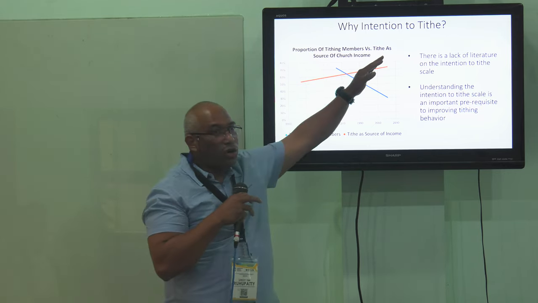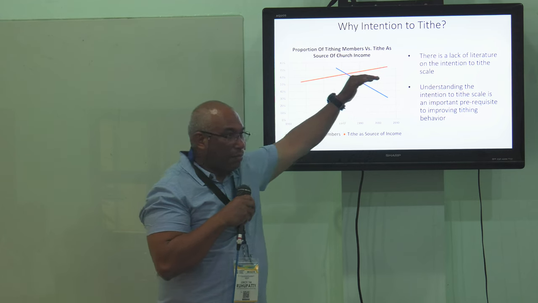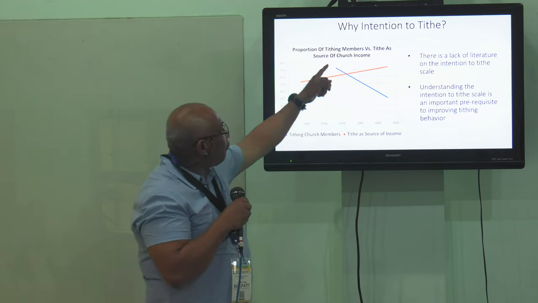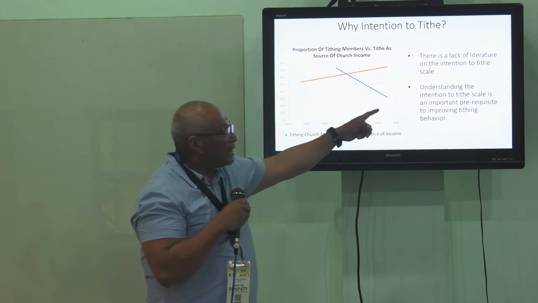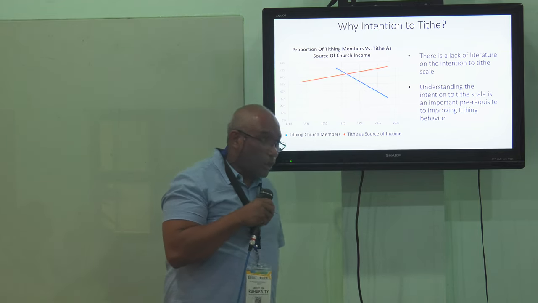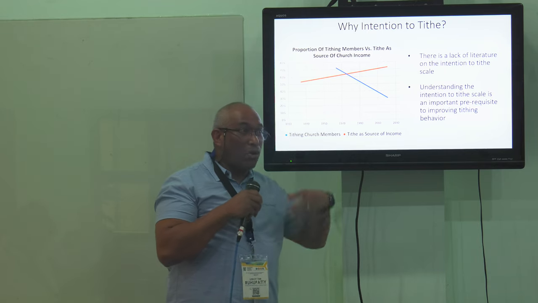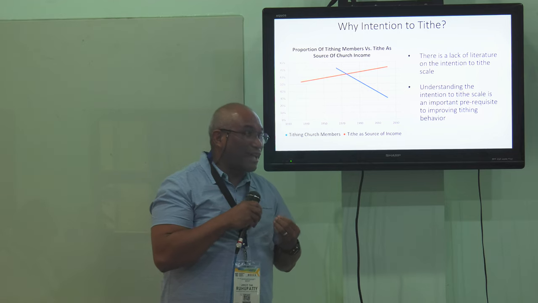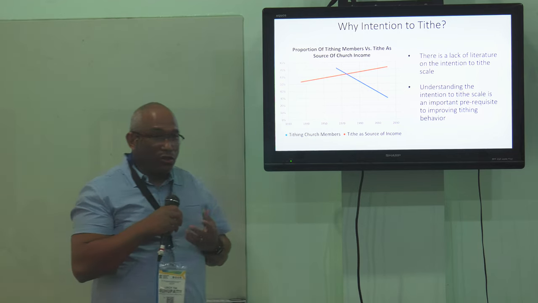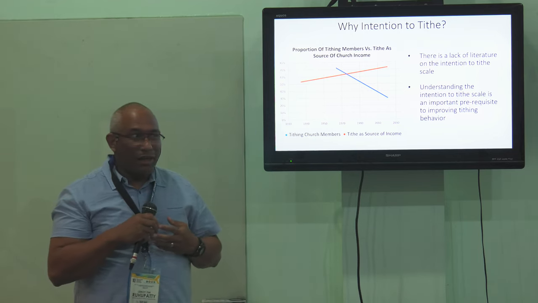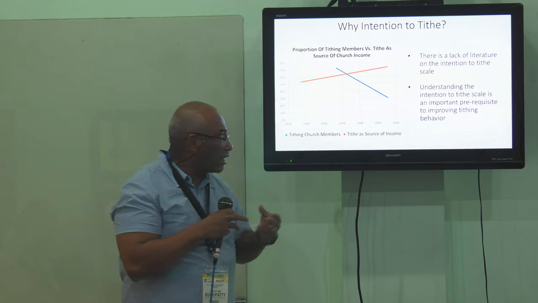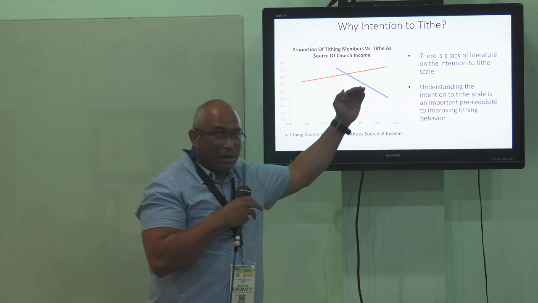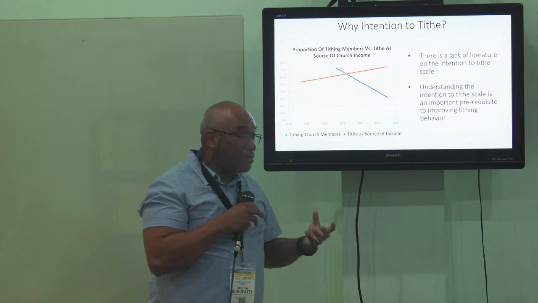We are becoming more and more reliant on tithe, but the percentage of church members tithing has gone down from about 72% to about 30% in 2012. We are becoming more reliant on tithe, but there are fewer church members who tithe. So there's a problem there. So then the question is, how can we improve the situation? How can we slow down or even reverse the declining trend in church members that tithe?